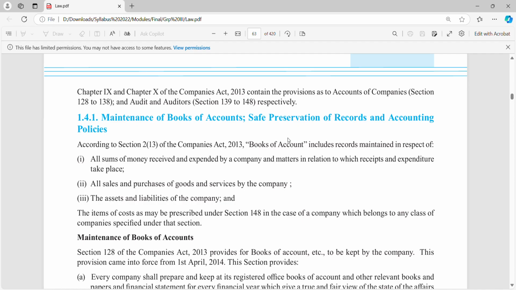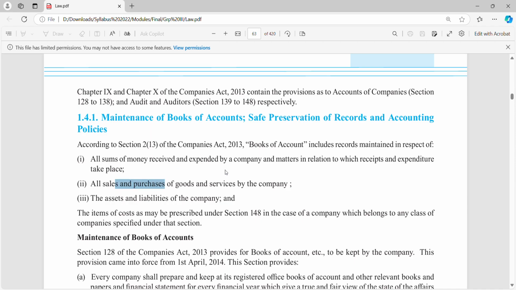Again we have a definition. Definitions are always covered under Section 2 subsection 13. According to Section 2 subsection 13 of the Companies Act 2013, books of accounts include records maintained in respect of the following. How to maintain books of accounts? What items are included? Very simple. Sales and purchases: whatever sales and purchases I'm doing, record that. Whatever assets and liabilities I have, record that. Third is all sums of money received and all sums of money paid, that is income and expenditure.